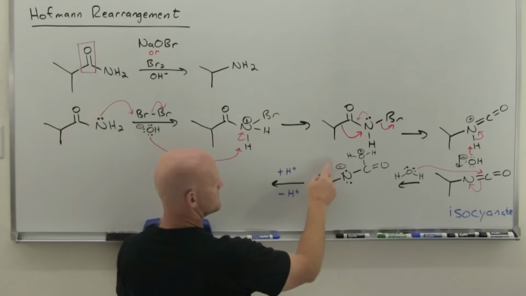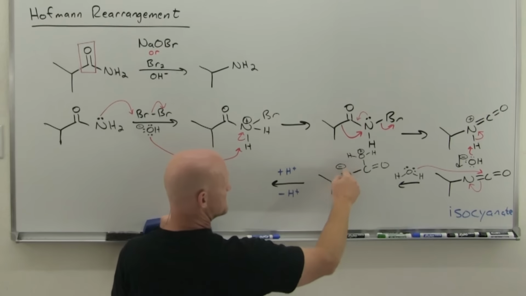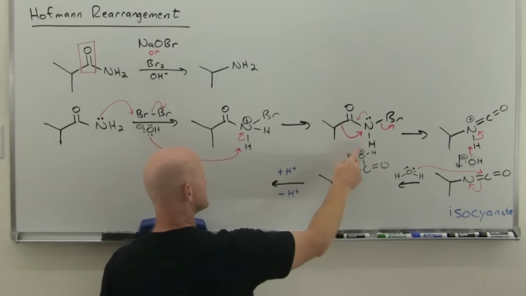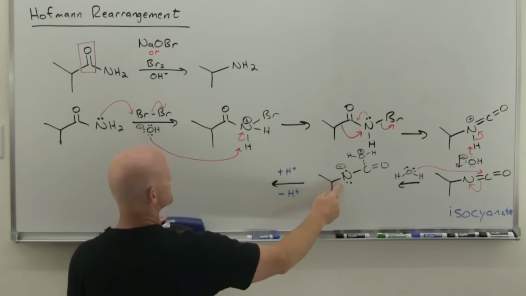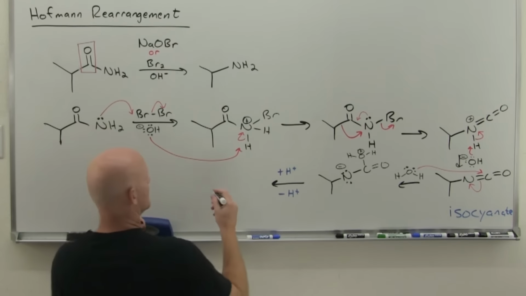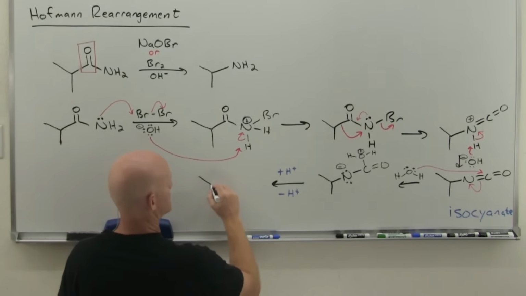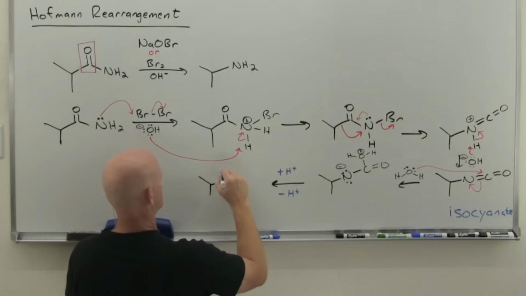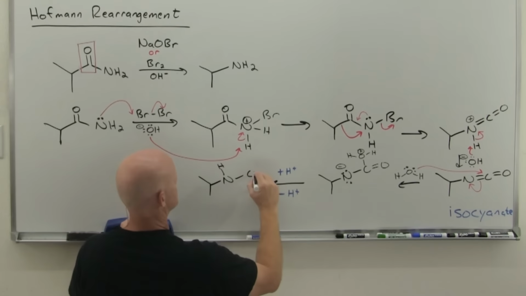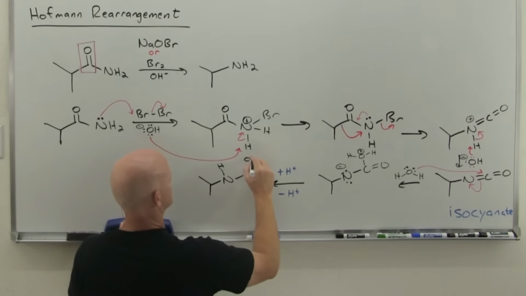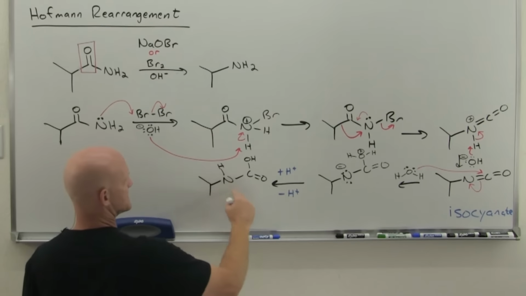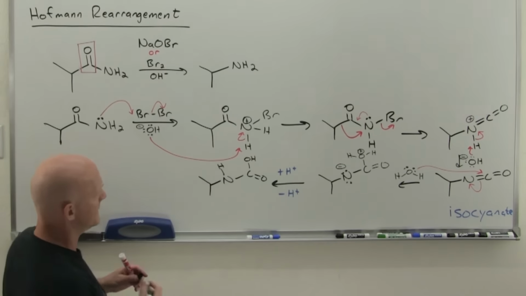It's not that this nitrogen deprotonates the hydrogen; they might be too far apart for that to happen. But both of these proton transfers are going to take place. So the nitrogen gets protonated, the oxygen gets deprotonated, and you end up with this lovely species, which is a type of carbamic acid, I believe.